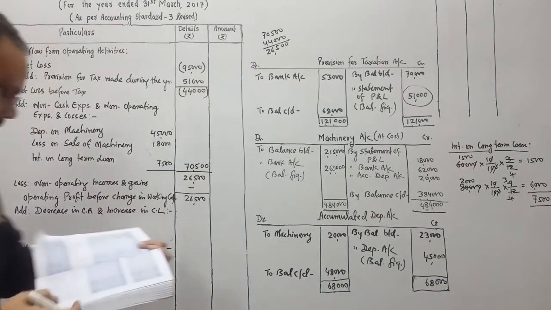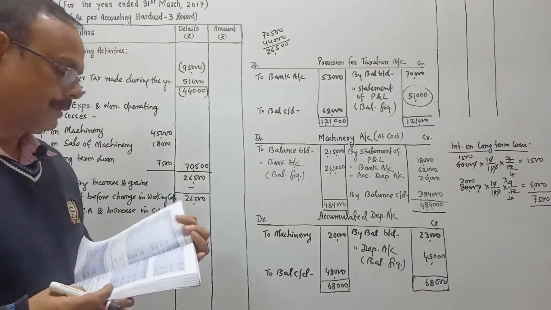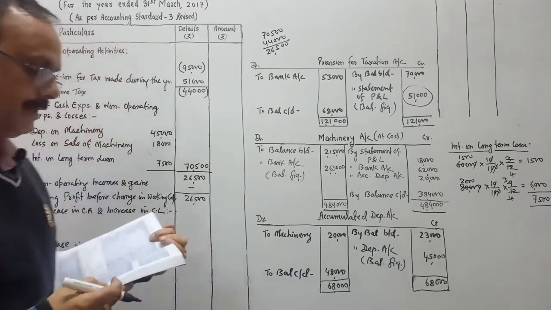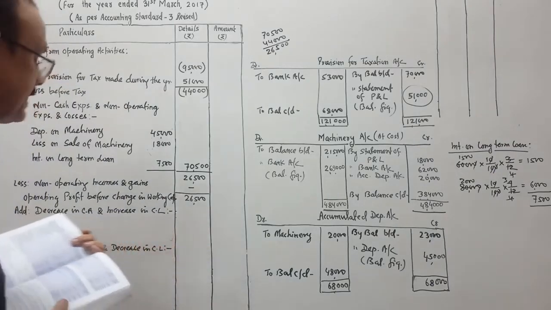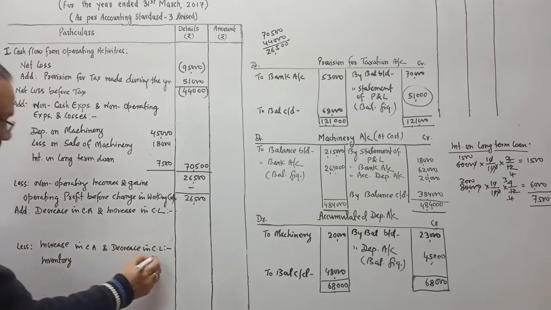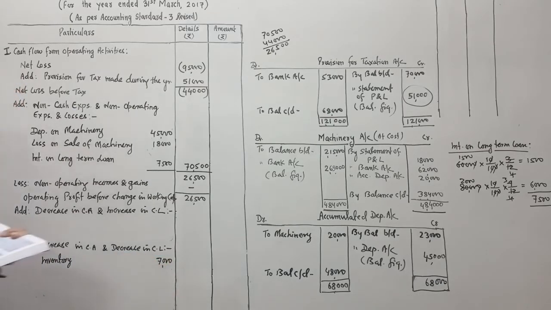Now see, come to the current assets. Under current assets, you see the balance sheet asset side. Current assets is inventory. Last year it was 60, this year it is 67. So inventory is increased. Inventory is a current asset, so we will write inventory over here. This will be deducted. Inventory is increased by 7,000.